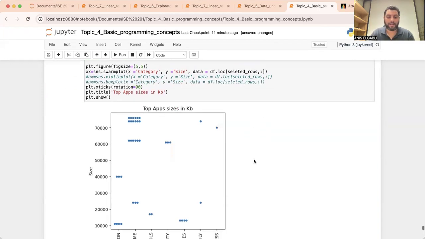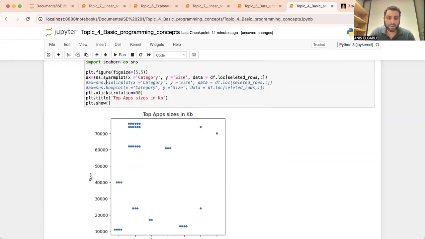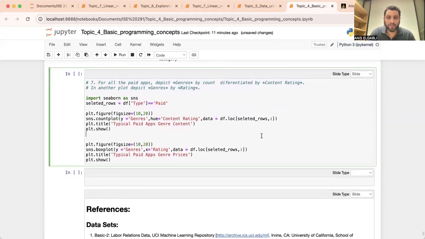Okay, that's a swarm plot. So we already know violin plot and box plot. Now we come to the last cell here. For all paid apps, we want to extract only the paid apps here. Anyways, we are extracting those paid apps here.